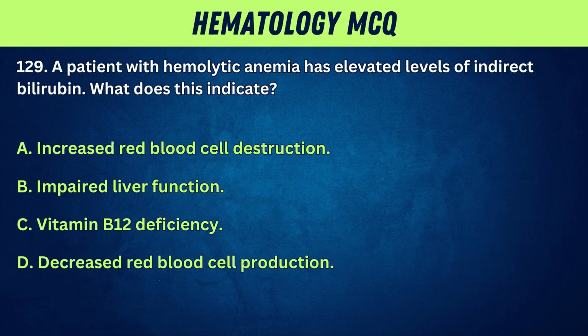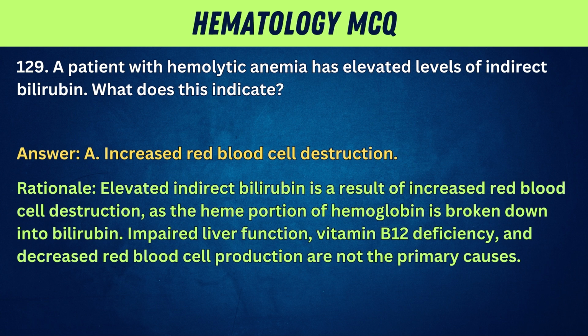129. A patient with hemolytic anemia has elevated levels of indirect bilirubin. What does this indicate? A. Increased red blood cell destruction. B. Impaired liver function. C. Vitamin B12 deficiency. D. Decreased red blood cell production. Answer: A. Increased red blood cell destruction.